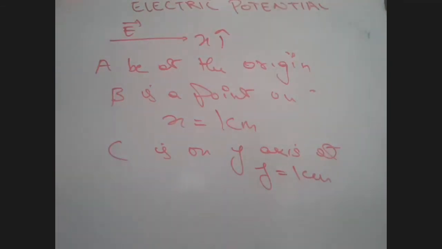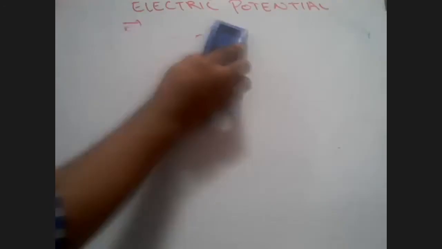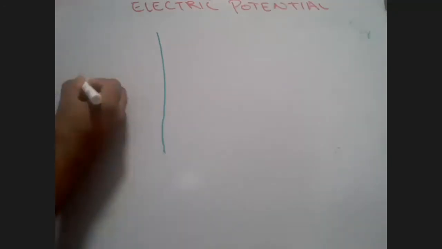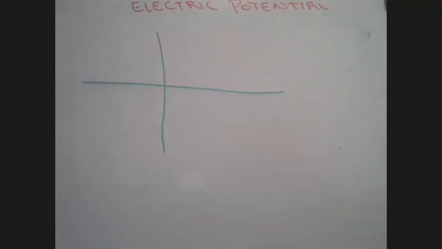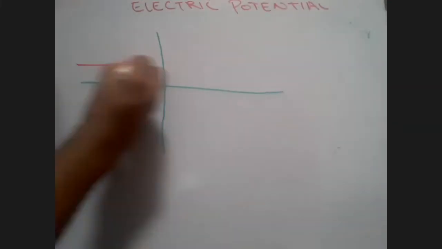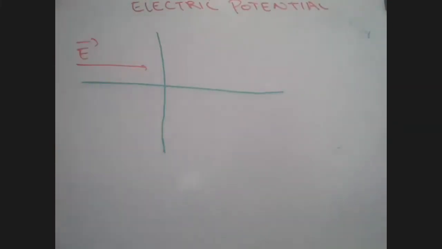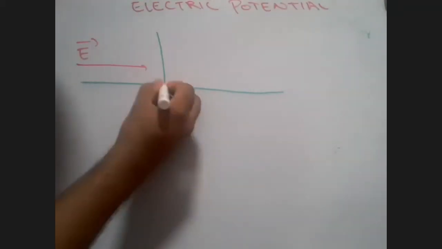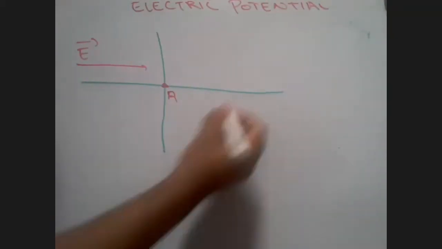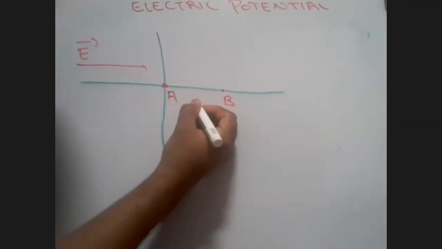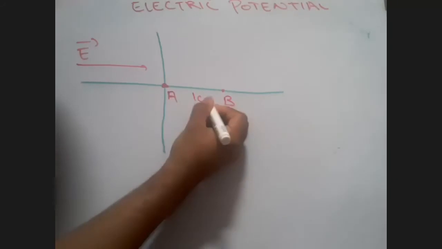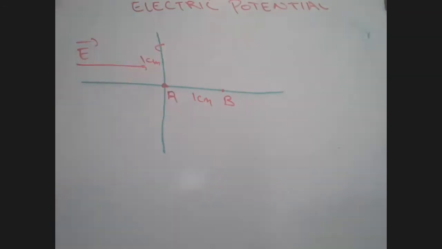So let's just draw this. The question is simple. There is a coordinate system, and in this coordinate system the electric field is pointing in the x-axis direction. So I will write it here. There is a point here, that is A. There is a point here, B, which is at a distance of how much? 1 centimeter. And there is a point C over here, which is again at a distance of 1 centimeter.